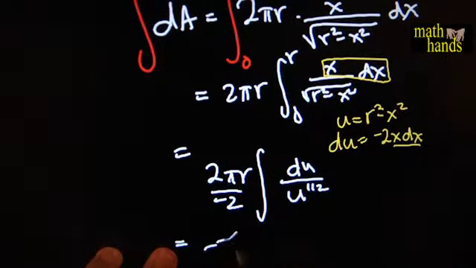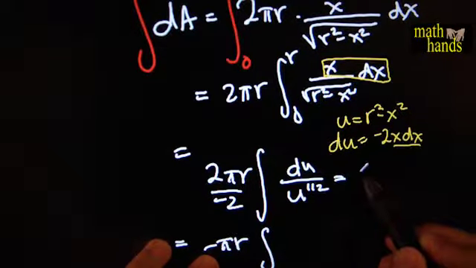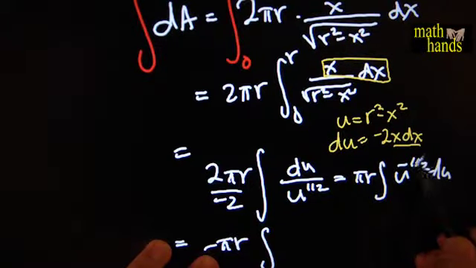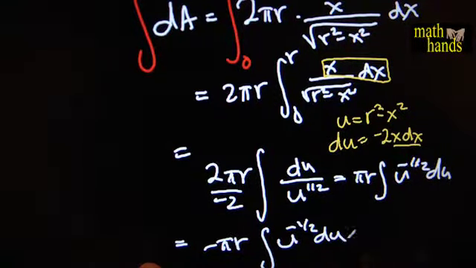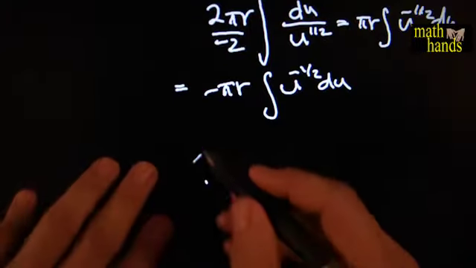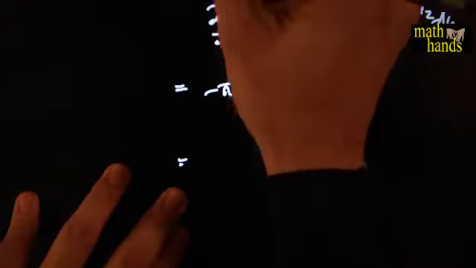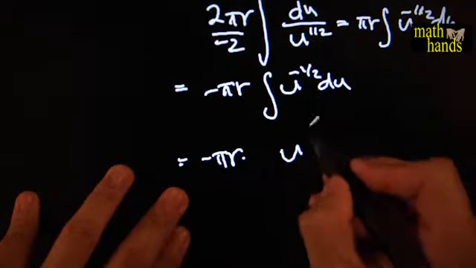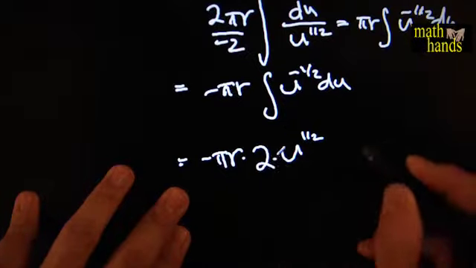Alright, so I continue with my calculation here. This is a basic one. This is pi r integral of u to the negative 1/2 du. And I write it this way because it's really easy to do the power rule when it's written that way. U to the negative 1/2 du. I just wrote it again so you guys will get it, or have a better chance of getting it. I'm just kidding. Negative pi r. Alright, so you add 1 to the exponent, so that becomes 1/2, and then you divide by the new exponent. Dividing by a half is the same thing as multiplying by 2.